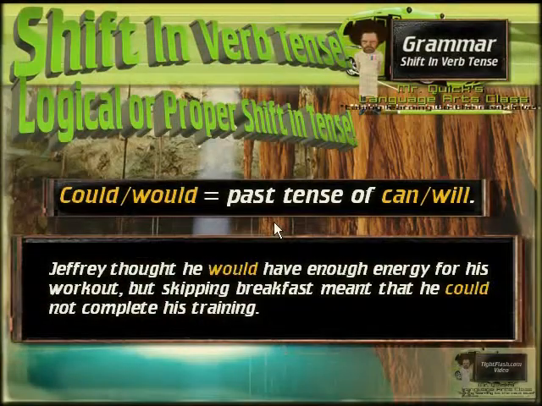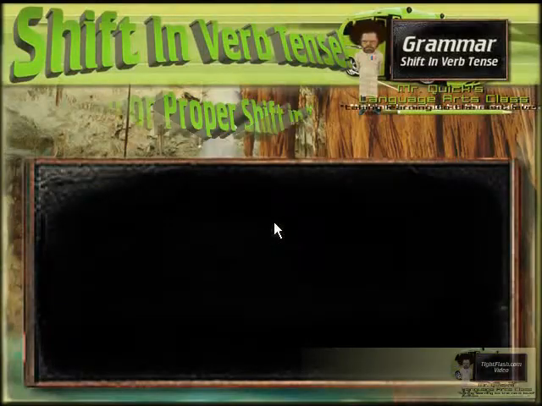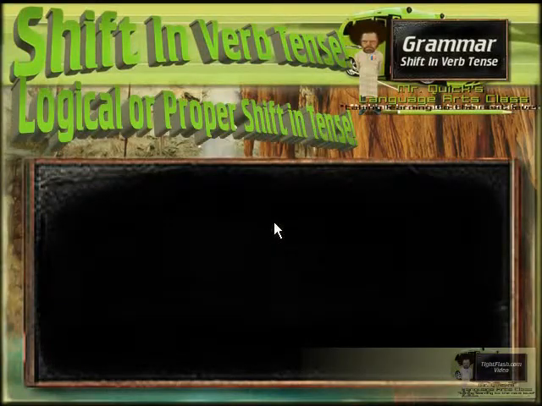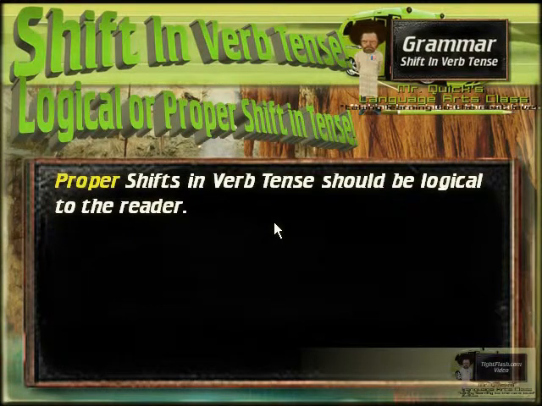Jeffrey thought he would have energy for his workout, but skipping breakfast meant that he could not complete his training. So remember the could and would and the can and will. Okay, so proper shift in verb tense should be logical to the reader.